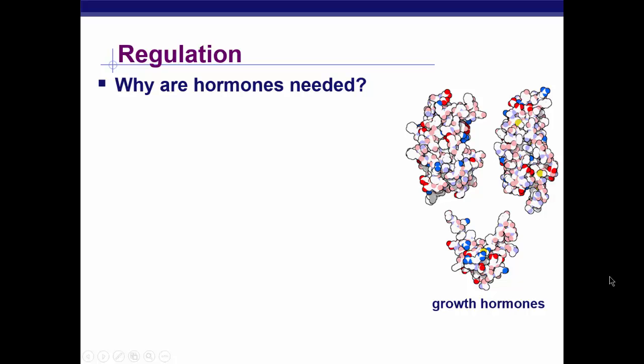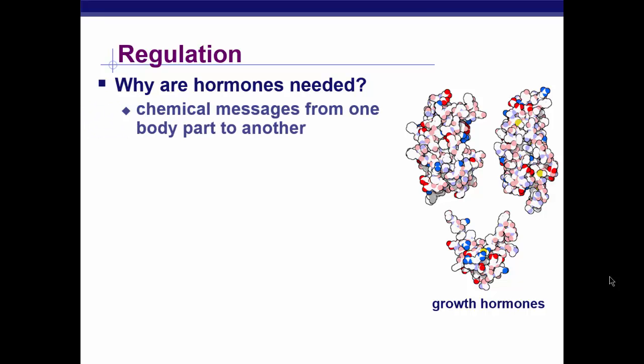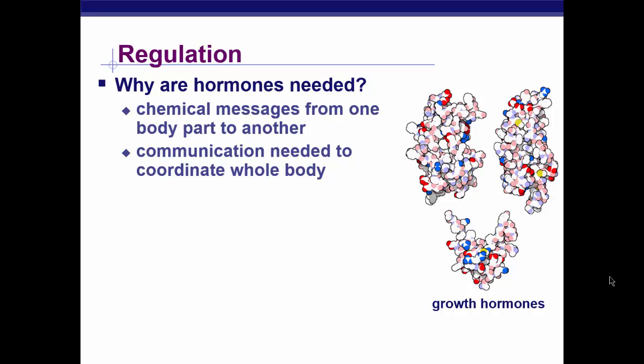So, basically, to start summing up, regulation. Why are hormones needed? We need to pass chemical messages from one body part to another. To communicate, communication is needed to coordinate the whole body. Adrenaline would never work if it worked like a nerve, where the nerve only goes to one specific spot. And of course, we talked about the nervous system already in one of our previous sections.